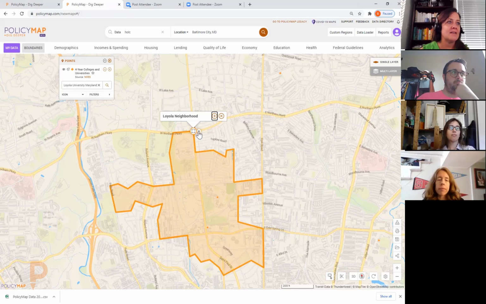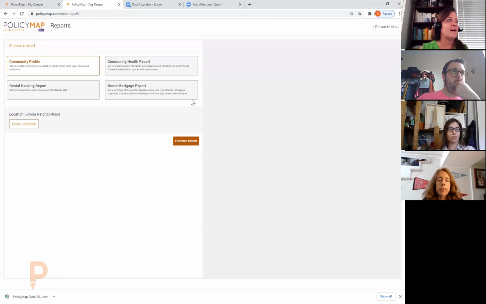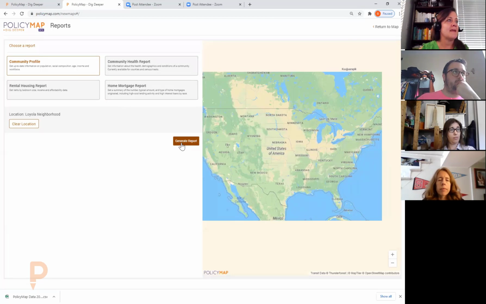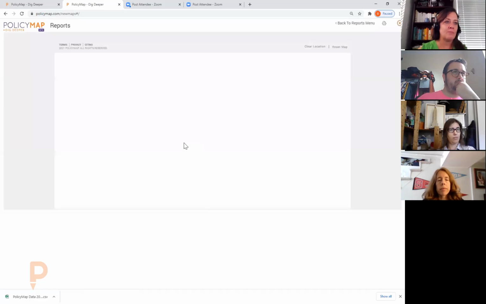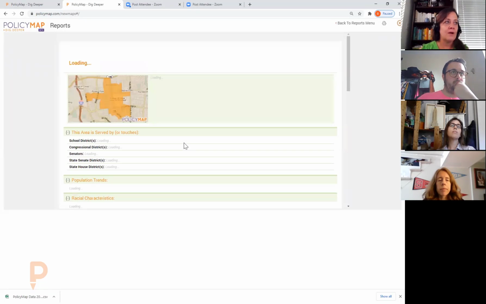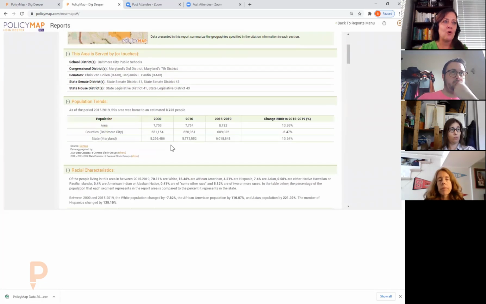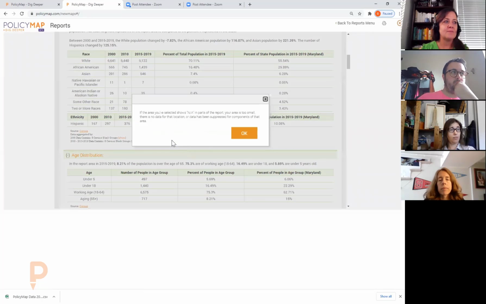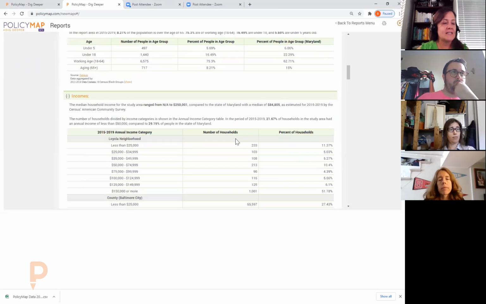But we also have some neat little things I can do within this region. I can get a report for this area. There's this community profile report. And it will very quickly generate a report that gives me the underlying data that I've been showing you. So it will show you information about the population trends and the racial characteristics or the age distribution within the area that you drew on a map or that you assembled on a map. So it's a nice little tear sheet.